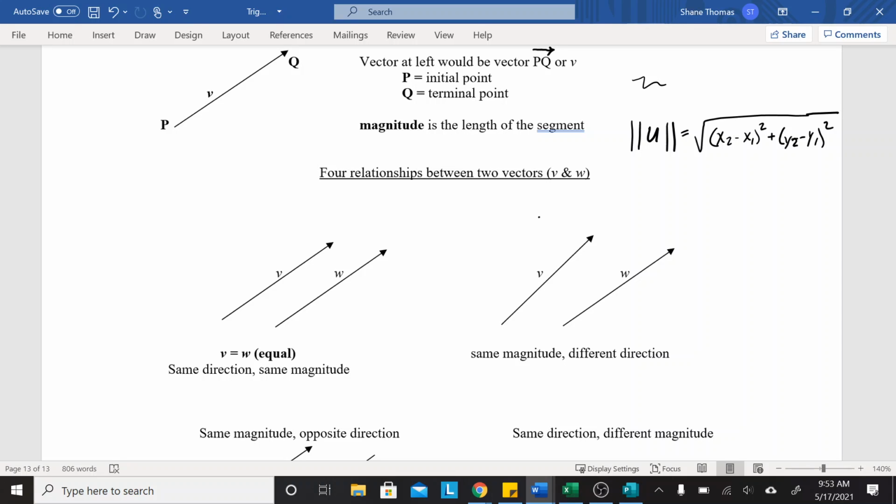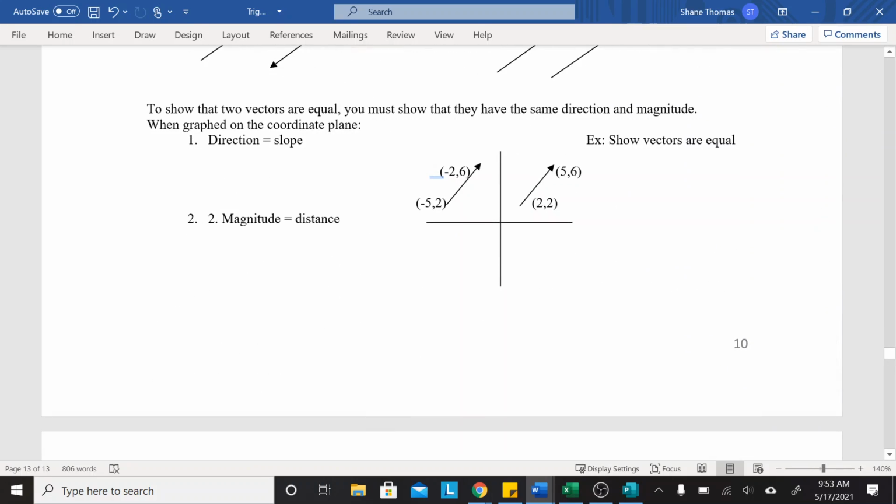All right, so let's scroll down here to that first example. It says, show the two vectors are equal. You must show two things. You must show they have the same direction and the same magnitude. So, graphed on the coordinate plane, I have those two right there. I have (-2, 6) as the terminal and (-5, 2) as the initial. The second one, (2, 2) is the initial, and (5, 6) is the terminal.